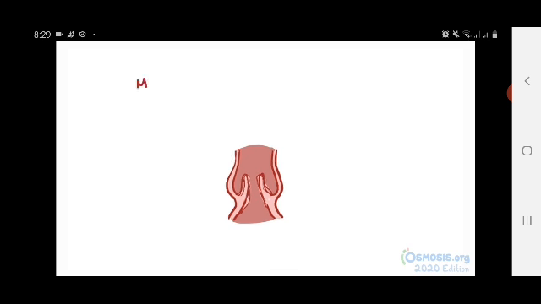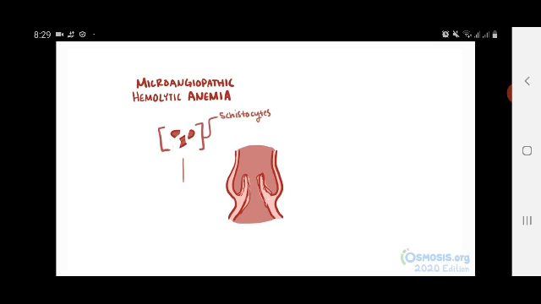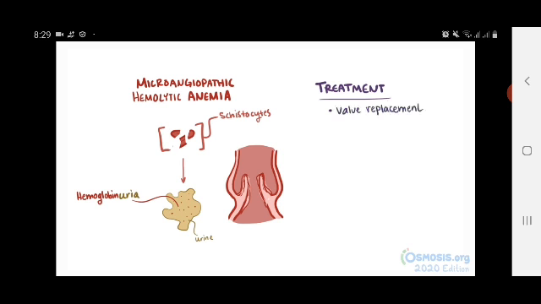A final complication is called microangiopathic hemolytic anemia, which is essentially damage to red blood cells as they're forced through the smaller valve, splitting them into smaller fragments called schistocytes, leading to hemoglobinuria, which is hemoglobin in the urine. Treatment is usually replacement of the valve, which often doesn't happen until after the onset of symptoms.